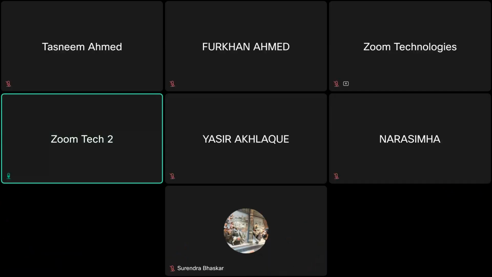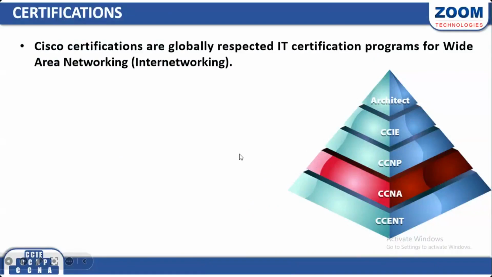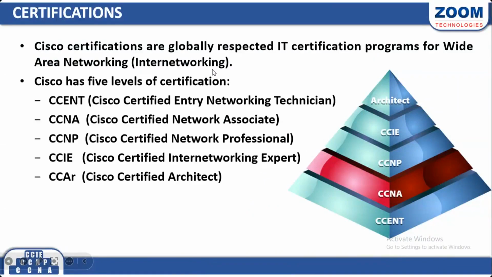So first we have the introduction to Cisco certifications. As we discussed, there are different certifications, basically 5 types of certification. But the first one is a very basic level, which is CCNT. Cisco certifications are globally respected IT certification programs for wide area networking, that is internetworking. Internetworking means when you connect your multiple networks together, then communication is possible. This communication is called internetworking. So Cisco has 5 levels of certification.